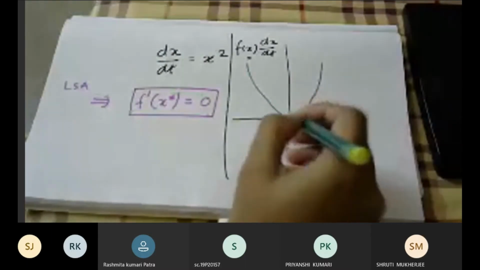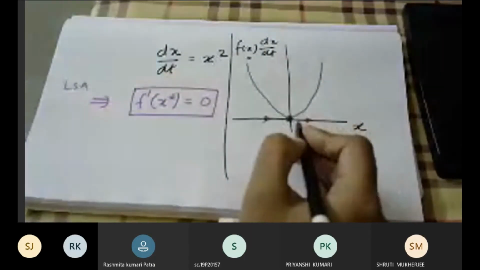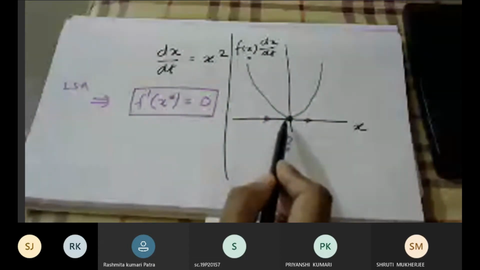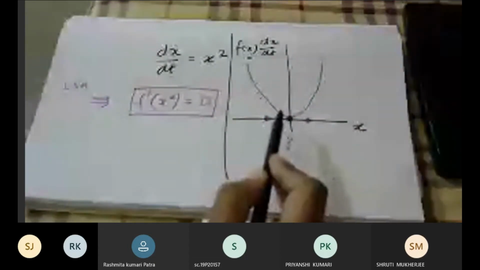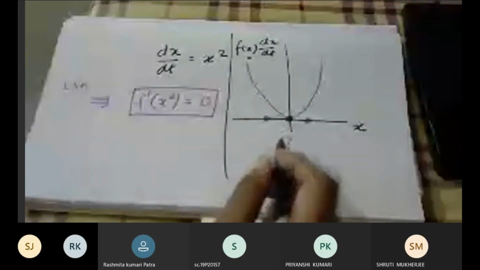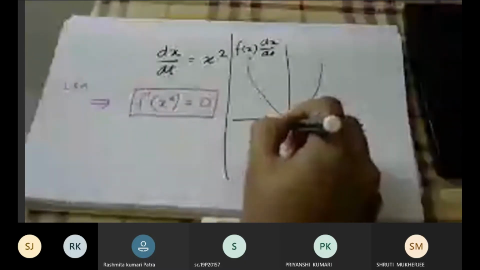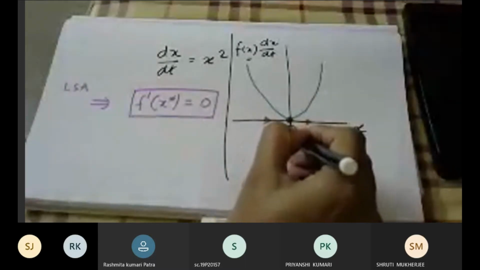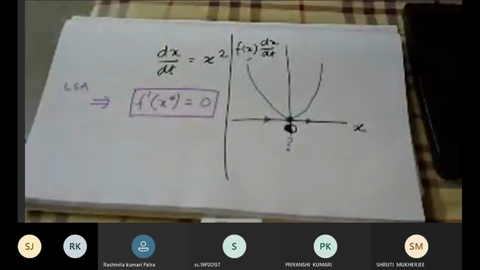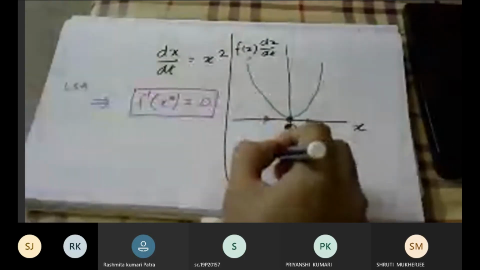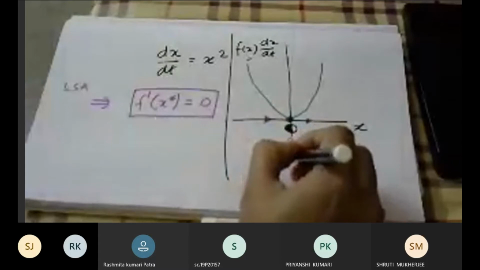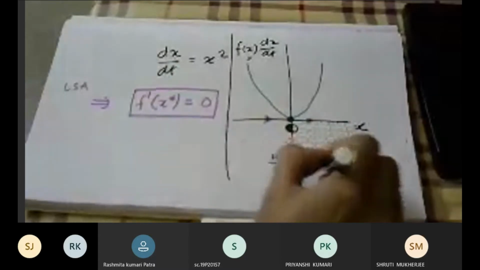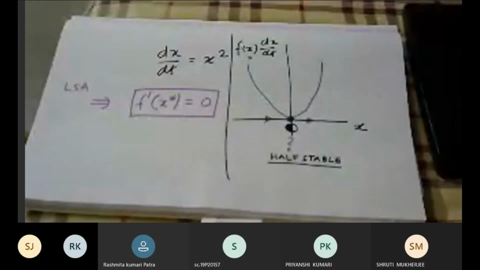So here we are seeing a point. We said that we will fill up the circle as a black circle if it is a stable fixed point, and we will keep it a hollow circle if it is an unstable fixed point. We are seeing that this circle at 0 is stable from one side and unstable from the other side, right? This kind of point we call a half-stable point. And they are very closely related to a phenomenon which is called bifurcation.